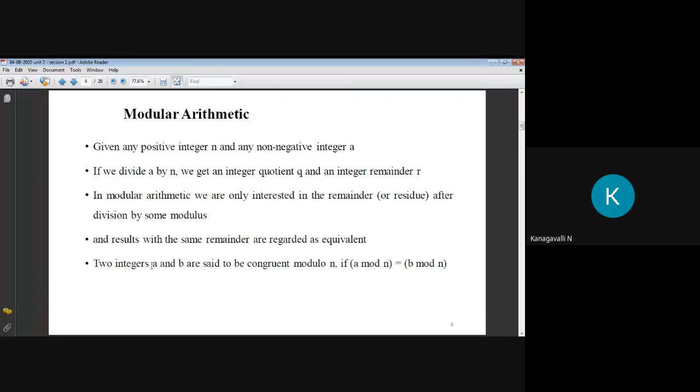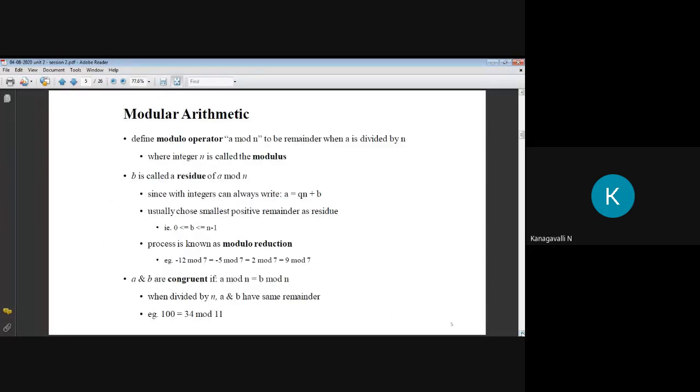Two integers a and b are said to be congruent modulo n if a mod n equals b mod n. See this sentence clearly. Two integers a and b are said to be congruent modulo n if a mod n equals b mod n. This is just a way of writing it.